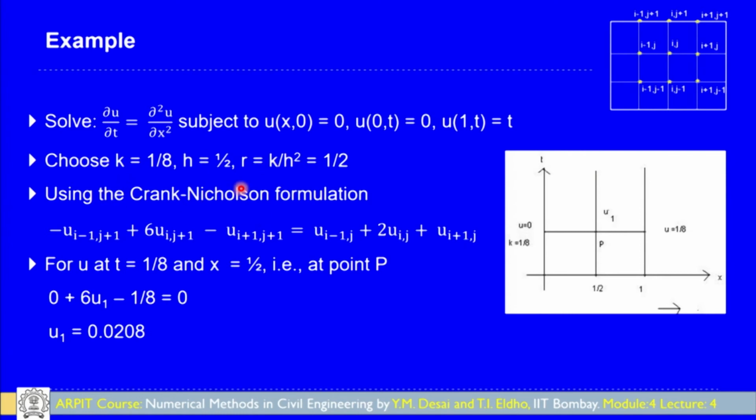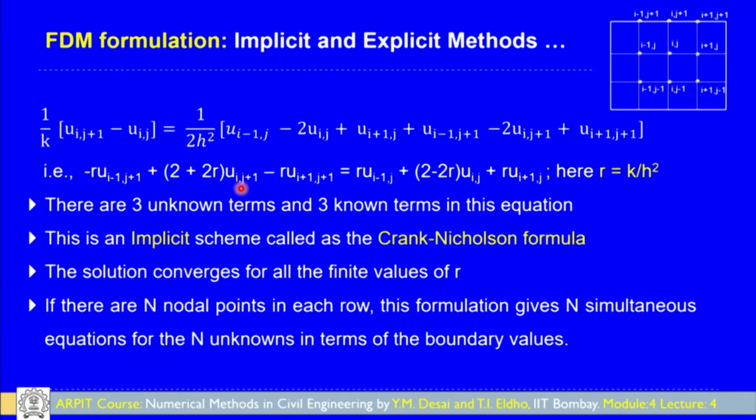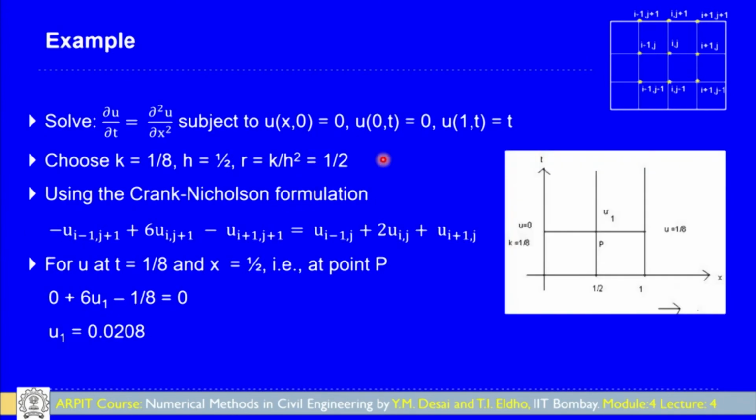Now you can use the previous equation, which we can directly utilize to solve for all the unknowns. In this problem, with delta t equal to 1 by 8 and delta x equal to 1 by 2, there is actually only one unknown. Using the Crank-Nicolson formulation, we can write minus u(i minus 1, j plus 1) plus 6 u(i, j plus 1) minus u(i plus 1, j plus 1) is equal to u(i minus 1, j) plus 2 u(i, j) plus u(i plus 1, j).